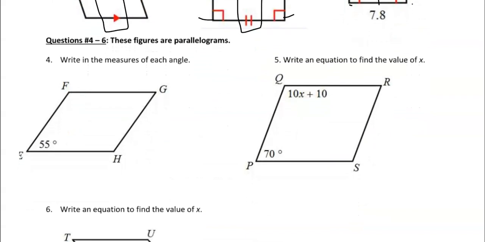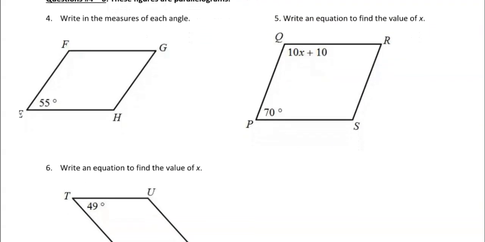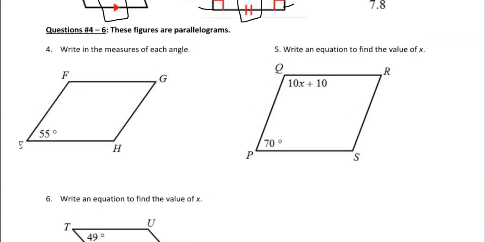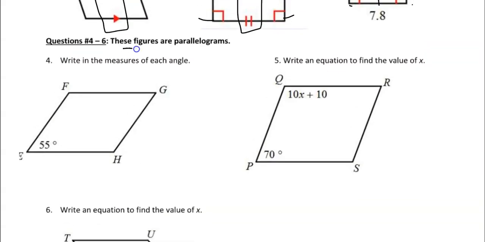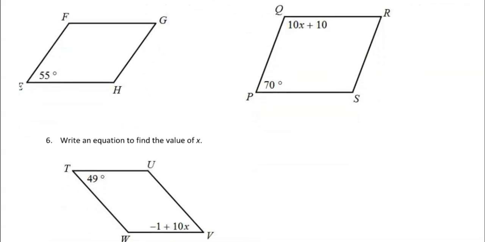All right, 4 through 6, write in the measure of each angle, okay? Well, it says these figures are parallelograms, so we know that, we're not assuming. We know that opposite angles are equal. That means this must be 55 degrees.